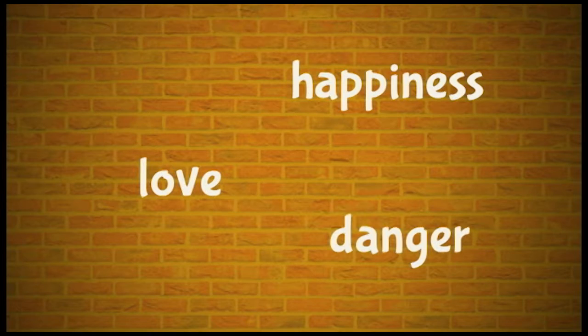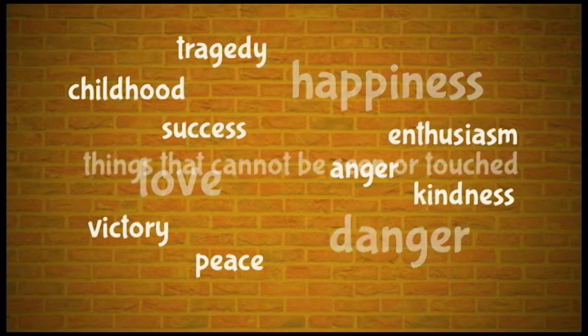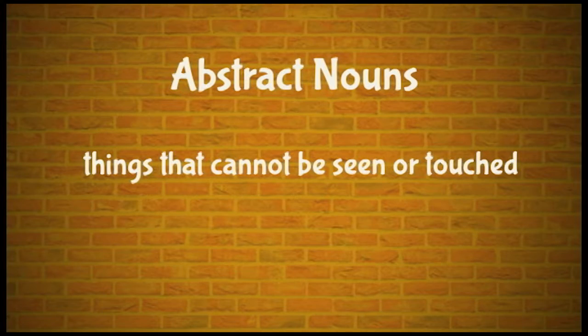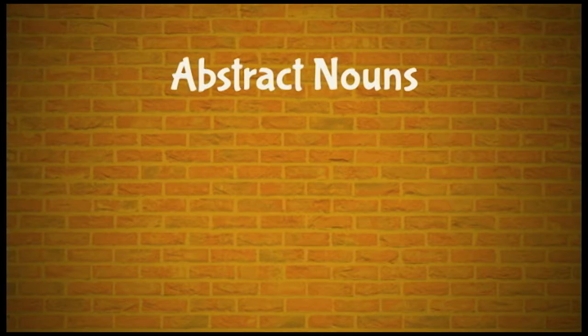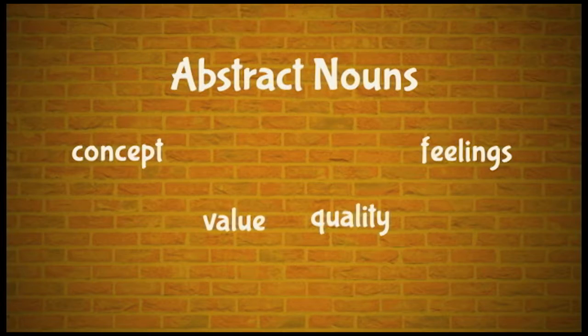What about words like love, happiness, danger, and so on? We have an idea of what they are, but we don't really see or touch them. We usually call them abstract nouns. Abstract nouns can be a concept, value, quality, or our feelings.